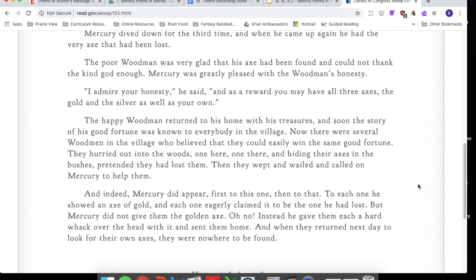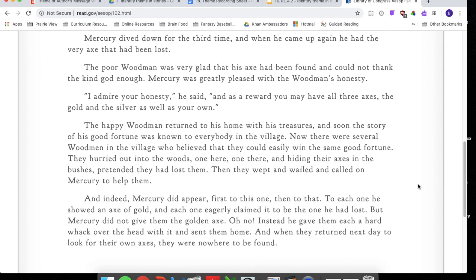To each one he showed an axe of gold, and each one eagerly claimed it to be the one he had lost. But Mercury did not give them the golden axe. Oh no! Instead, he gave them each a hard whack over the head with it and sent them home. And when they returned the next day to look for their own axes, they were nowhere to be found.